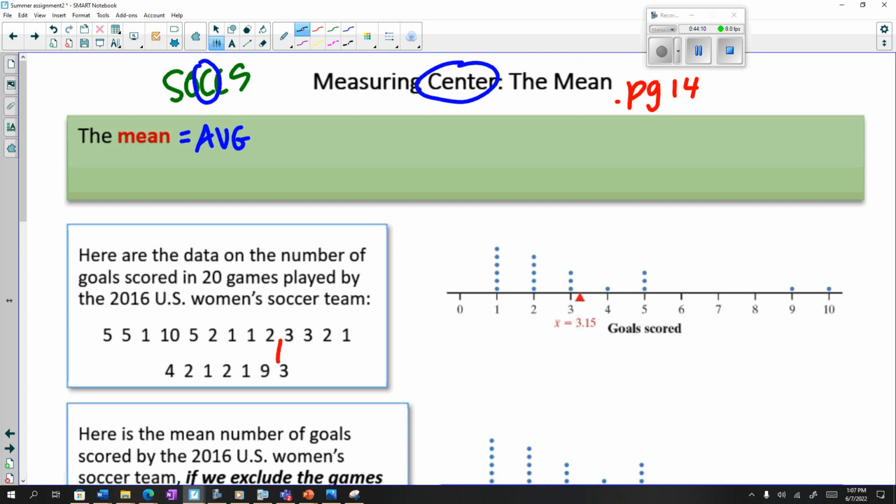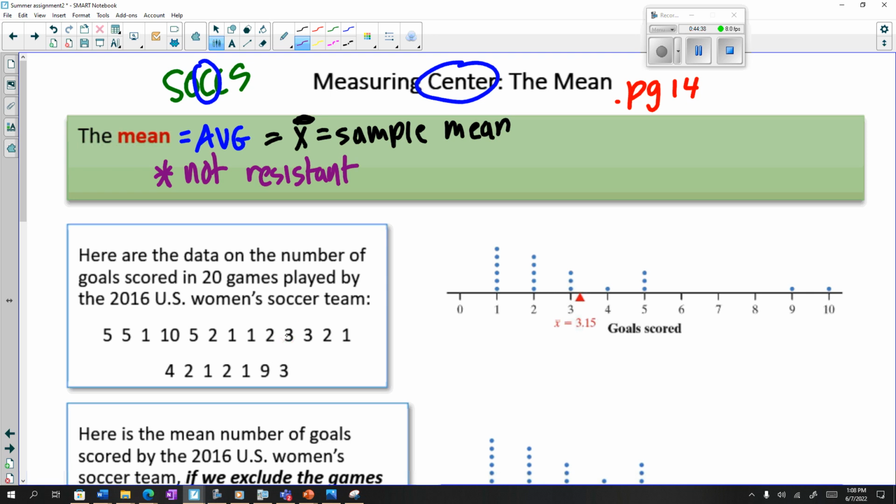And you guys know in the past you would add everything up and divide by the total. Another symbol for the mean is x bar. This is the sample mean. And you saw this in Algebra 2 and Trig. Now, very important to note that the mean is not resistant to outliers. And we're going to talk about what that means in a second. So let's look down below.